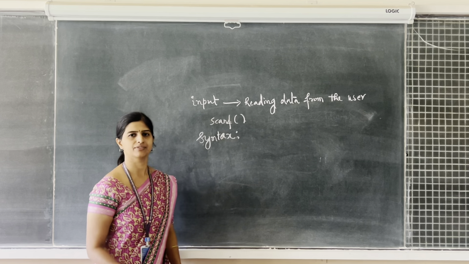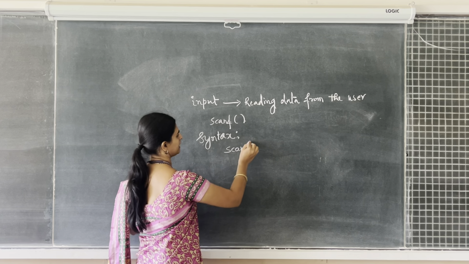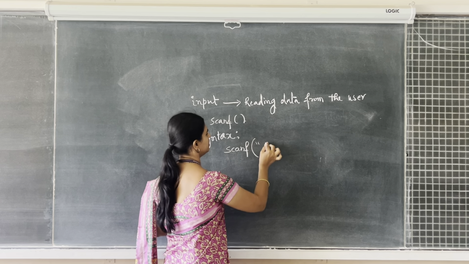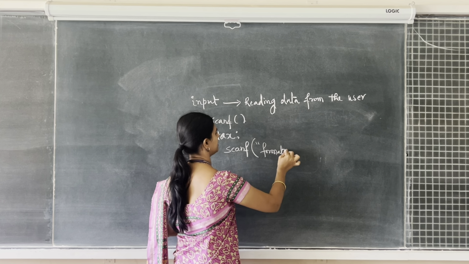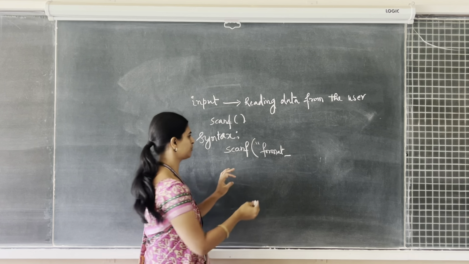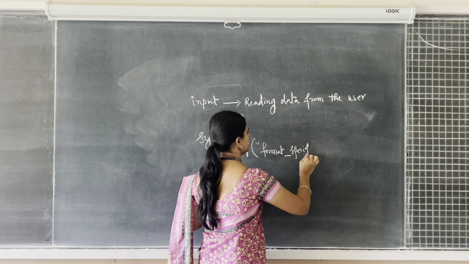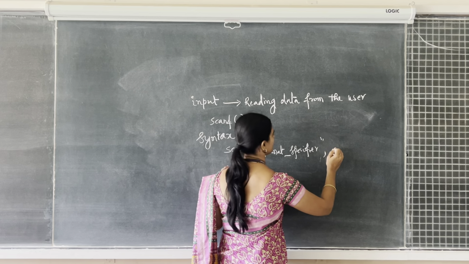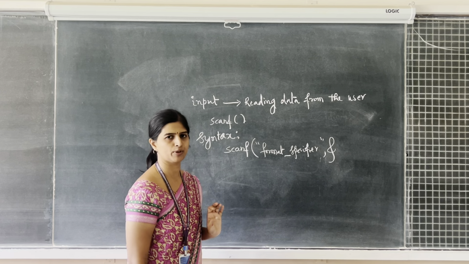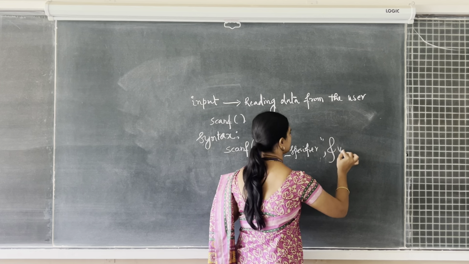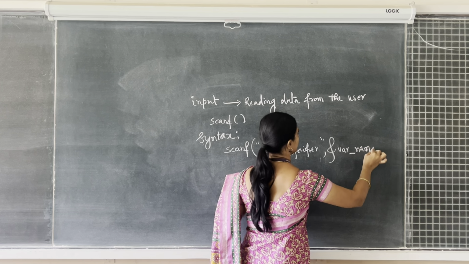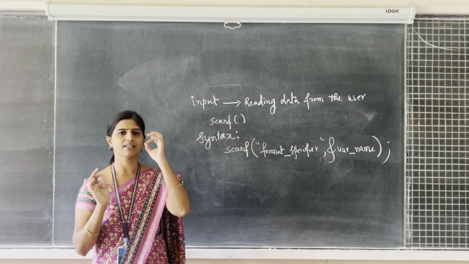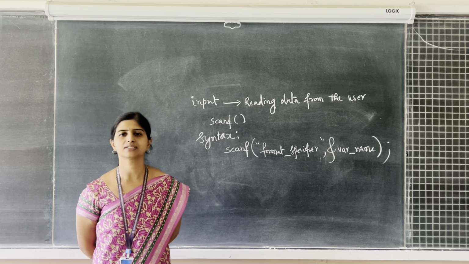How should I be writing the scanf? Let me first write scanf in lowercase, followed by an opening parenthesis, then put double quotes, then write the format specifier which we have already studied when we were talking about data types. Then complete the double quotes, then put a comma, followed by the ampersand symbol, or you say the and symbol, followed by the variable name that you are reading. Then complete the parenthesis, then put a semicolon. As you already know, every C statement ends with a semicolon that marks the end of the C statement.